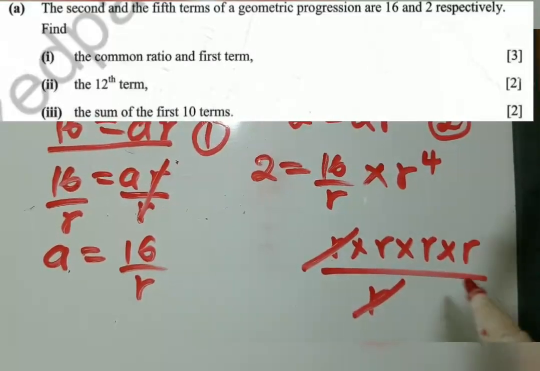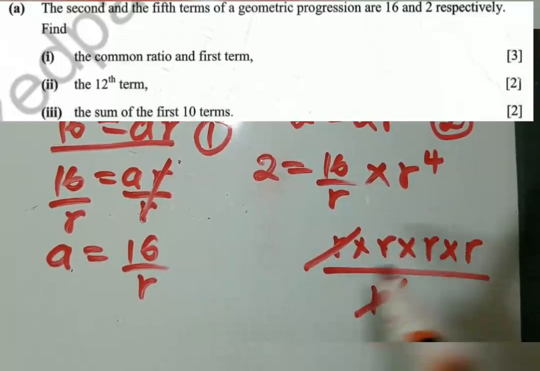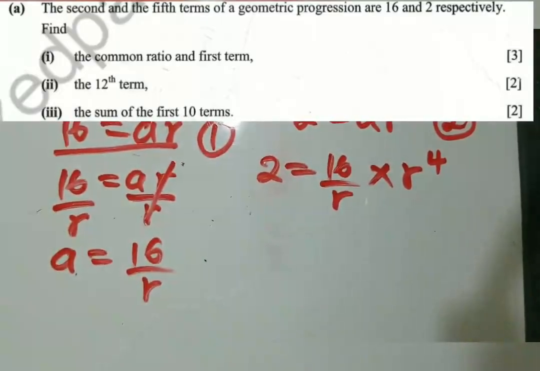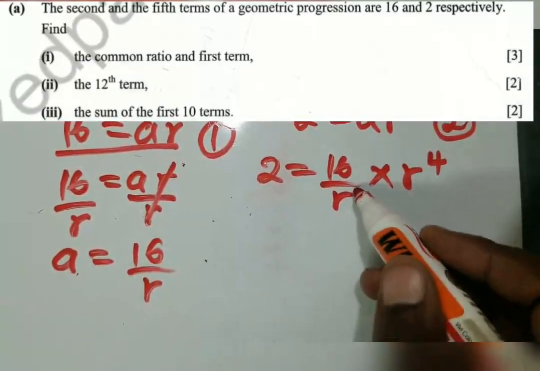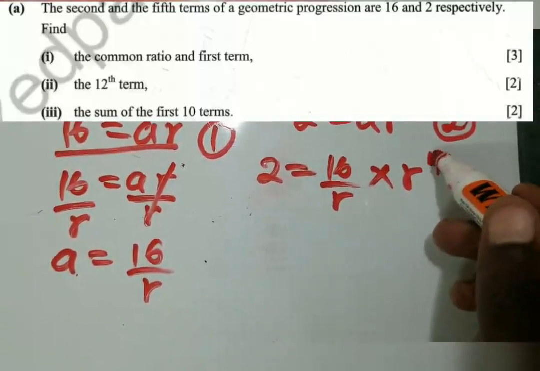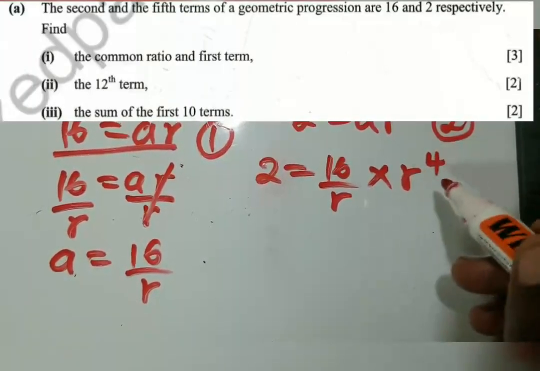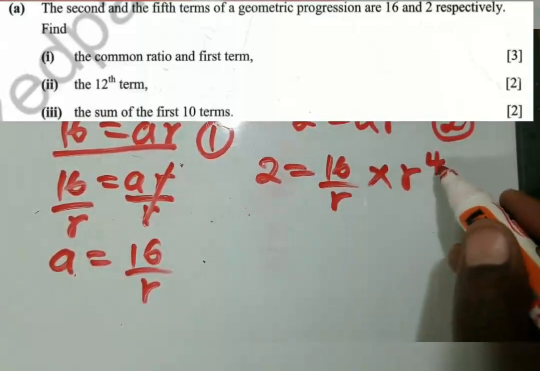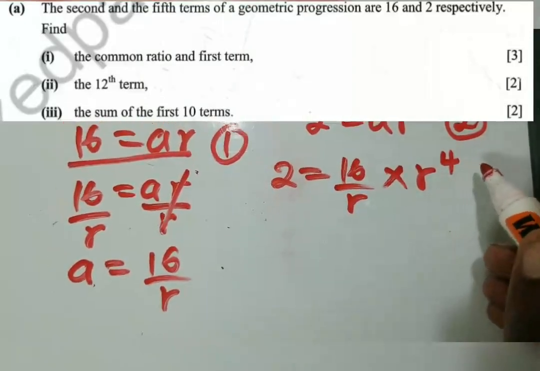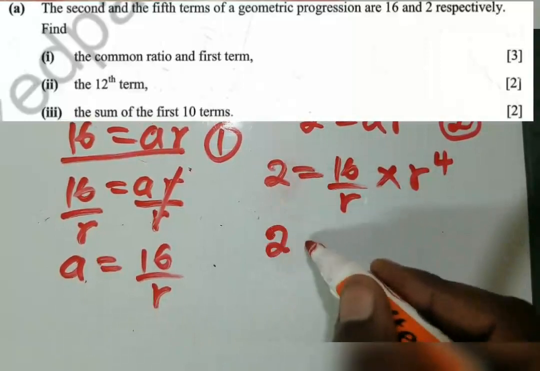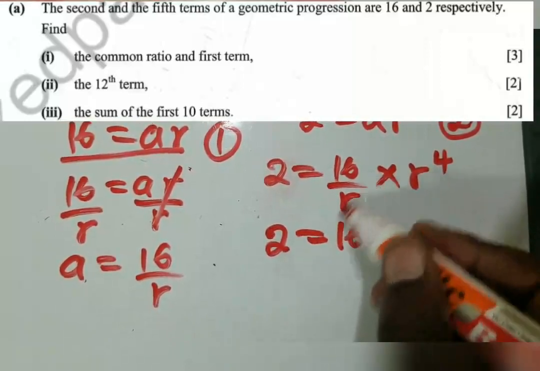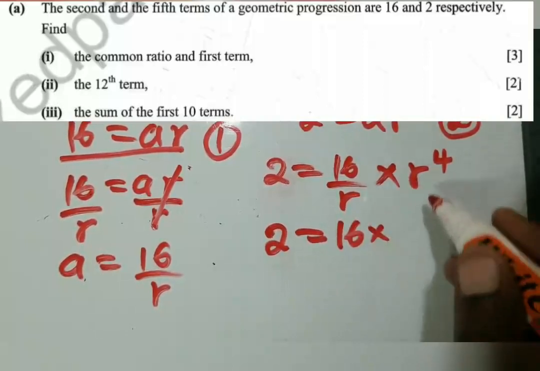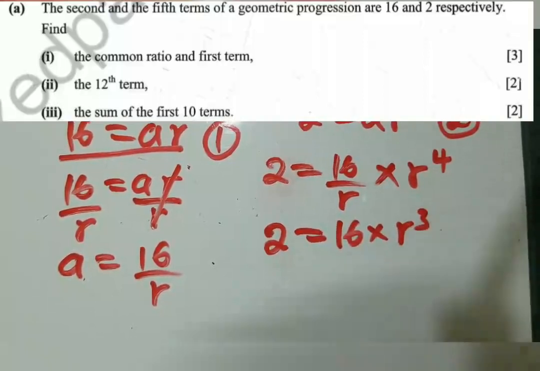What are we going to remain with? We are going to remain with 3 R's. What I mean is, this R is going to be cancelled with that R, so with 1 R of the 4 we are going to have 3 R's left, or should I say remaining? So on this side, we're going to have 2 is equal to 16, since this one has been cancelled, meaning that there is nothing down here, multiplied by R to the power 3, like that.